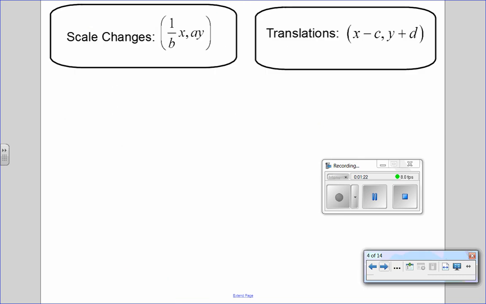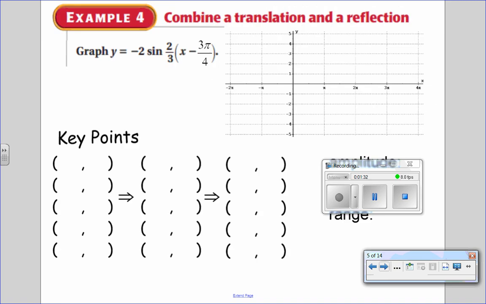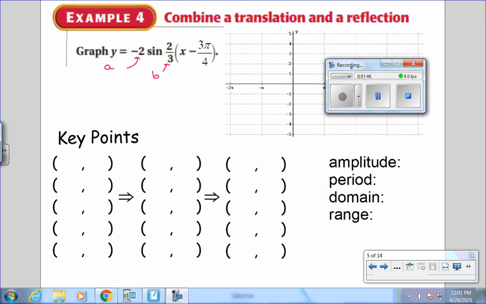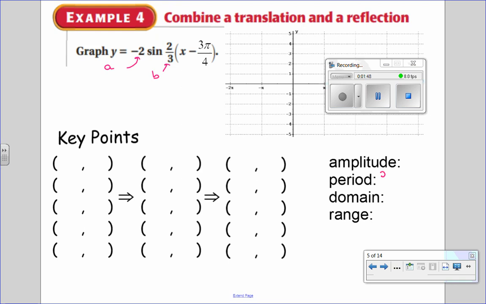This is just a refresher from the other day, how scale changes are applied and how translations are applied. We will need that information very shortly. Let's try this first problem. Our a value is the -2, so this is going to have an upside down flip appearance to it. The b value is 2/3. Let's go ahead and figure out the period. Period is 2 pi over b, or 2 pi over 2/3.